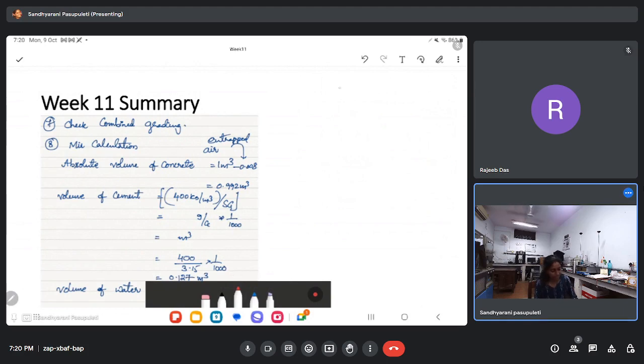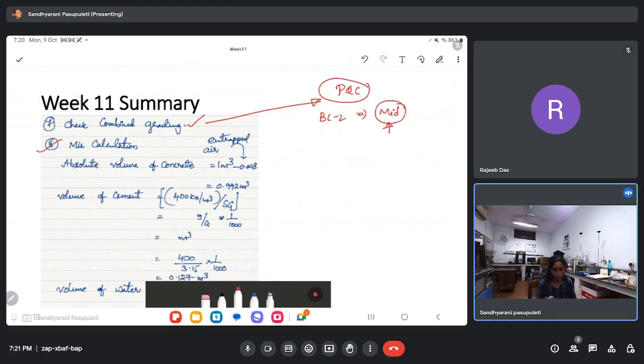And the next step would be to check for the combined grading. So for PQC design, just like in asphalt mixtures we have BC2, let us say we have a mid gradation. So whatever gradation we are going to propose should satisfy the mid gradation. In the same way for PQC also, we have to confirm that the gradation they are providing for coarse aggregates and fine aggregates should satisfy this. We cannot do anything here, we need to make sure of that. But the main next step would be mix calculation.